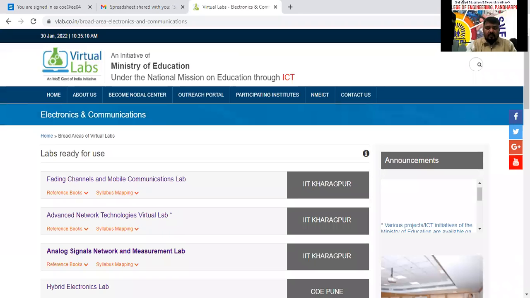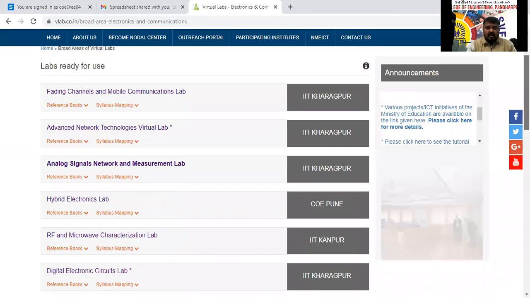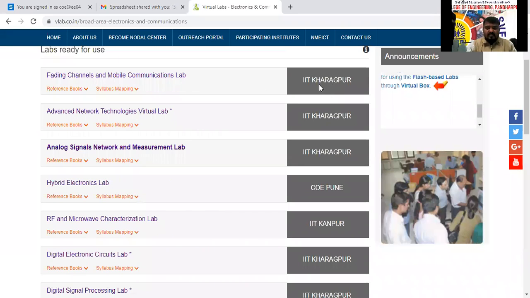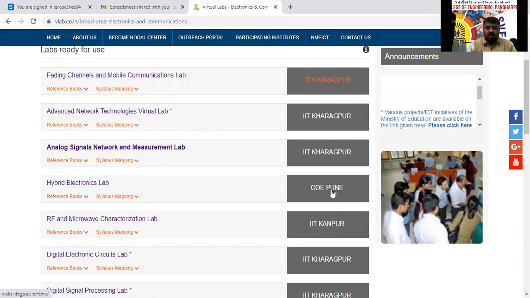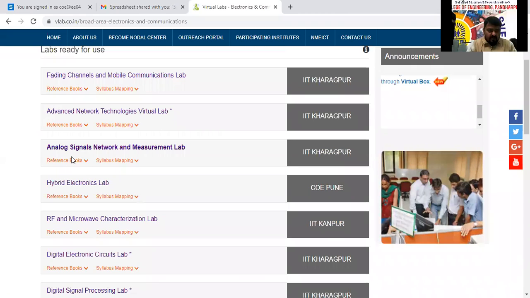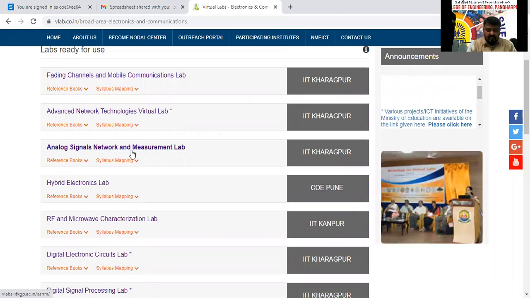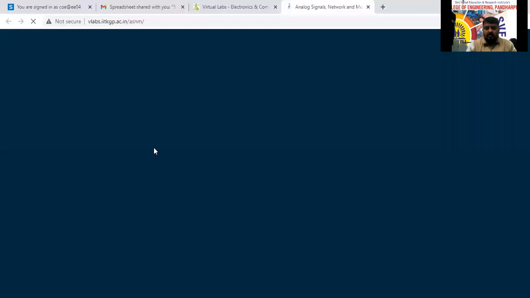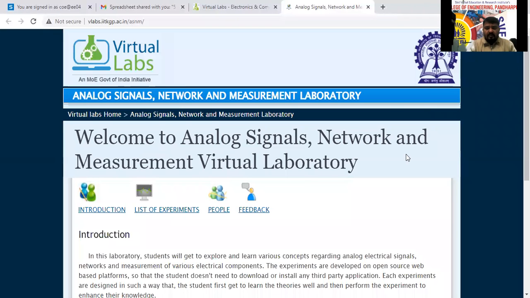In this one, different subjects will open. These, like fading channels and others, are designed by IIT Kharagpur, COEP Pune, IIT Kanpur, and so on. So where is the measurement lab? We have to identify it by checking here: analog signal networks and measurement lab is there. You have to click on this. Click on measurement lab here now.